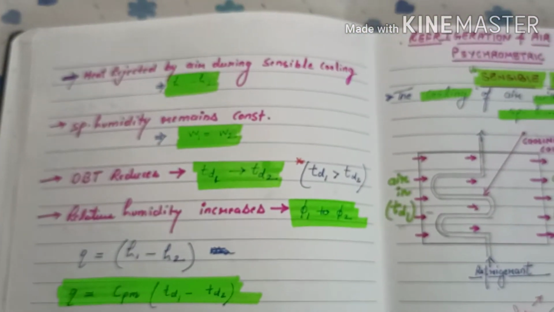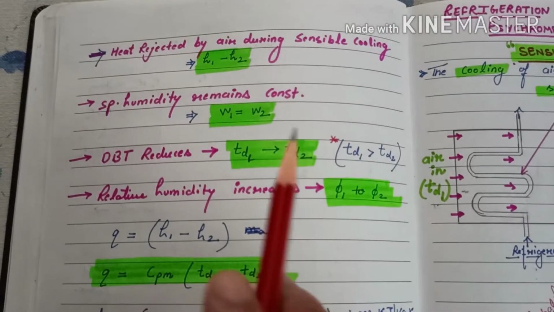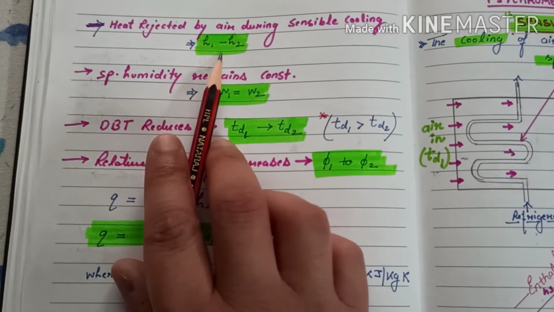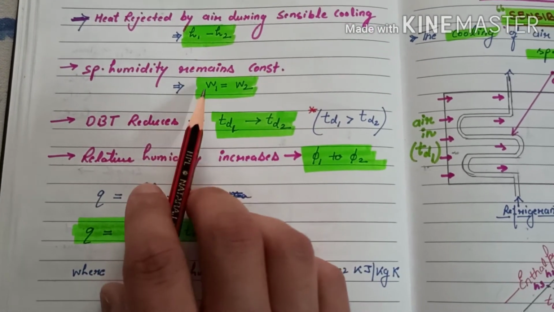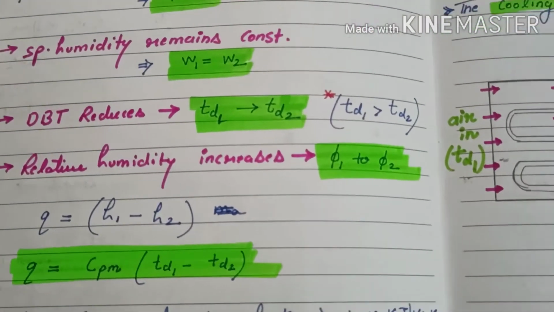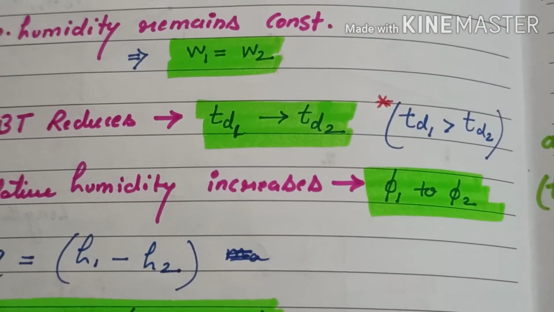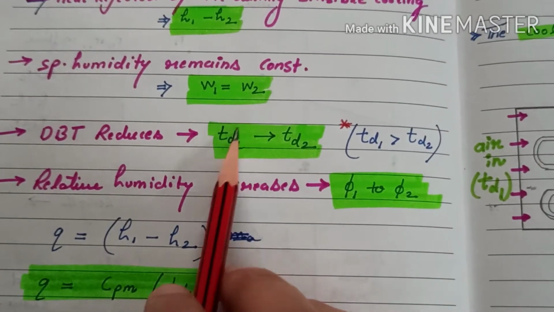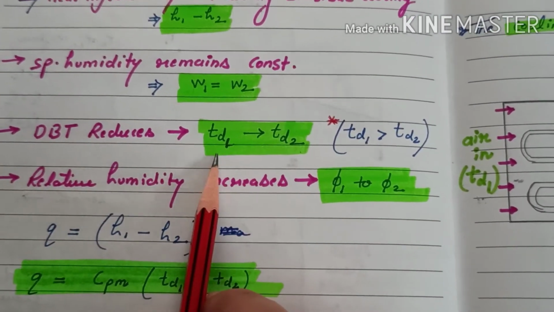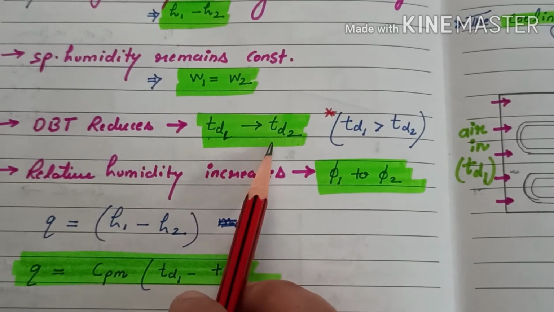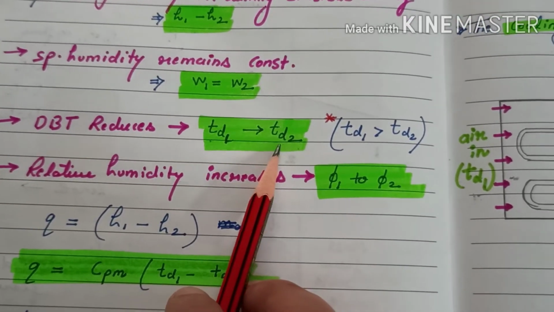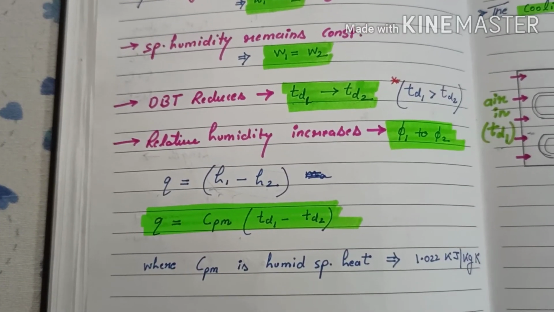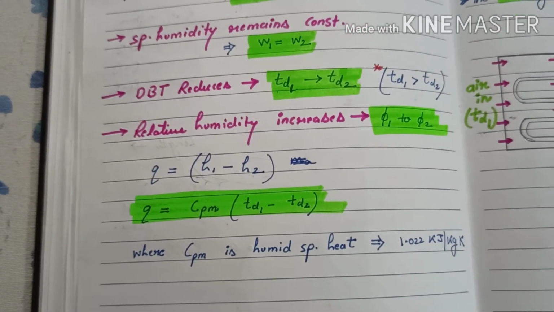So now if we see the mathematical aspects, then heat rejected during sensible cooling is H1 minus H2 and the specific humidity remains constant. That means W1 is equal to W2. Dry bulb temperature reduces from TD1 to TD2. That means the value of TD1 will be greater than TD2 because our main purpose is to reduce the dry bulb temperature. Relative humidity increases from phi1 to phi2.